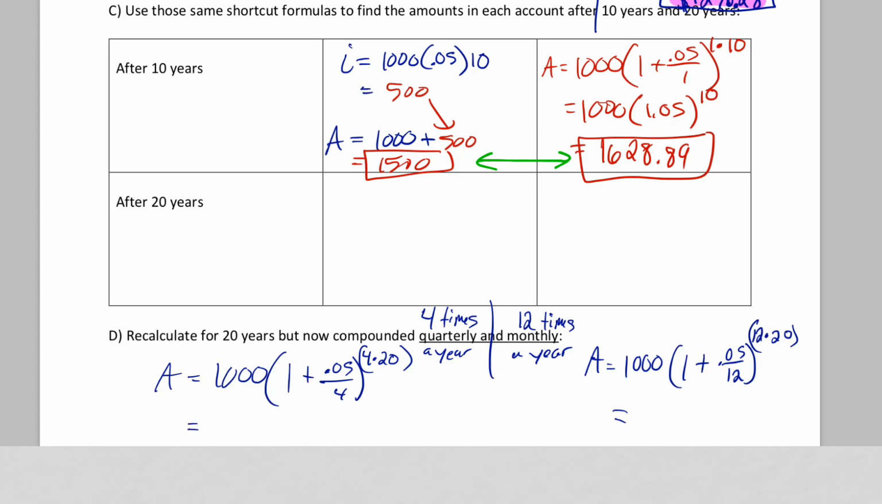Okay, let's see the difference after 20 years. So $1,000 simple interest. So just multiply by 20. And that's going to equal $1,000 interest earned. So the total amount in the account is going to be $1,000 you started with, the $1,000 that you've earned, which is $2,000. Okay.